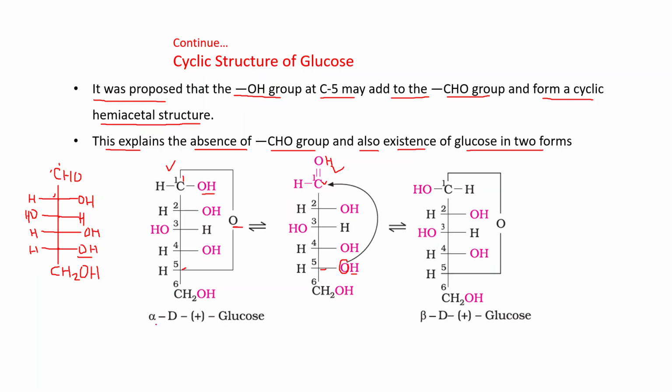And that's why this is called alpha D plus glucose. And if OH is on the left hand side at the first carbon atom, then this is called beta D plus glucose. Clear? I think you are able to write these cyclic structures: alpha D plus glucose, and this is beta D plus glucose.